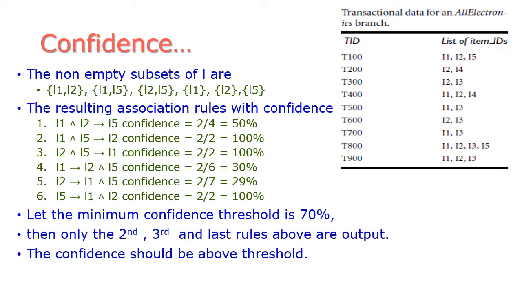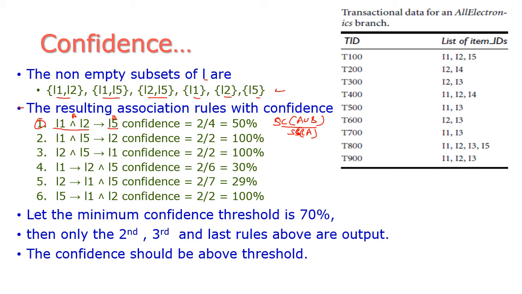Here the non-empty subsets of I are I1, I2, I1, I5, I2, I5, and I1, I2, I5. We will take these subsets for our example and compute the confidence of the resulting association rules. The first one is I1 and I2 which implies I5. Let us take this as A and this as B. What is the formula for computing the confidence? Support count of A union B divided by support count of A. With this formula we try to find the answer.